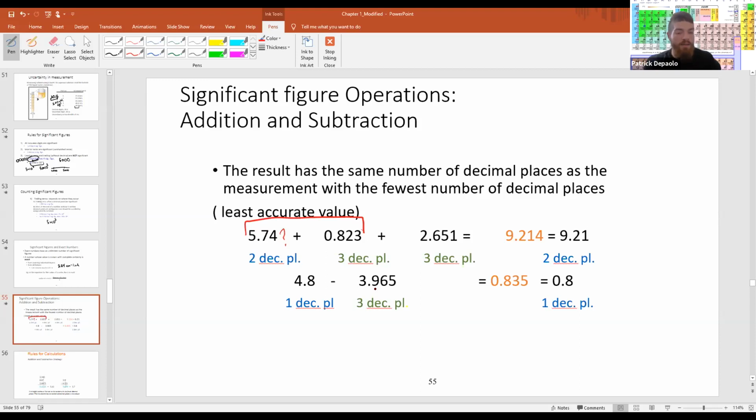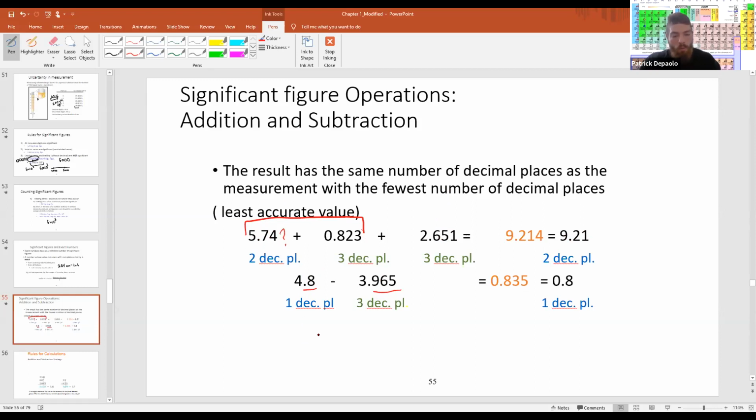So keep that in mind. Now, if we had the entire problem, a 2 decimal place number added to a 3, added to a 3, our answer would have to be in 2. So we would round that answer, in this case, 0.214 would be rounded down to 0.21. Here's another one where you have 1 decimal place and 3 decimal places. Our answer has to be in 1.